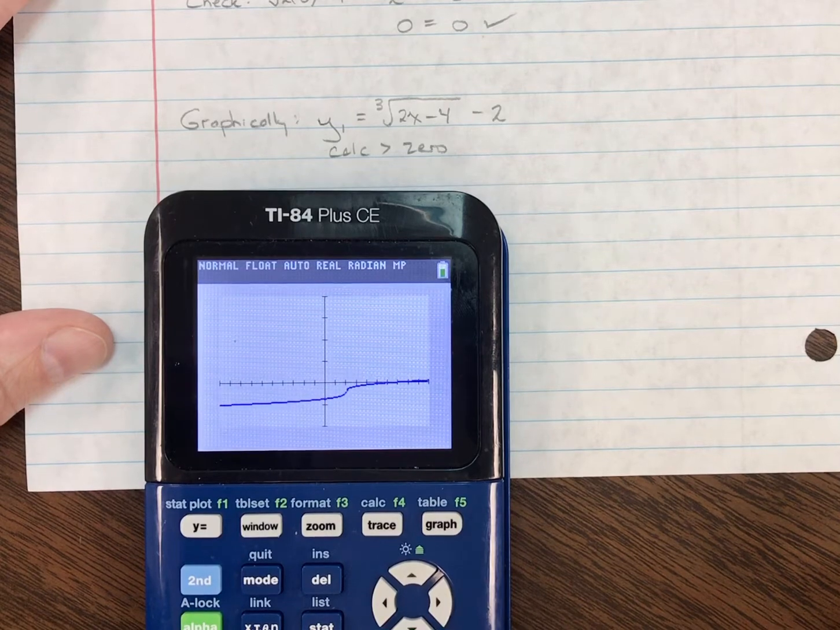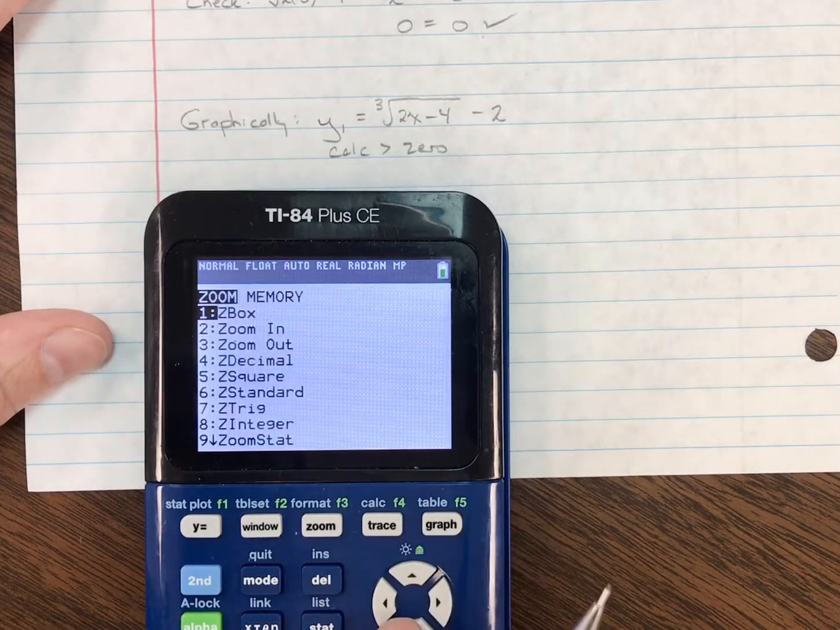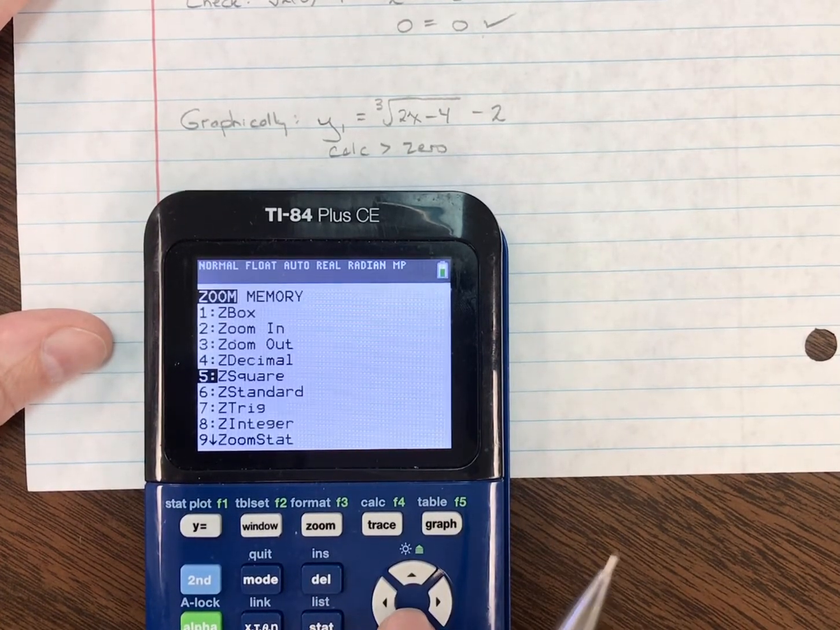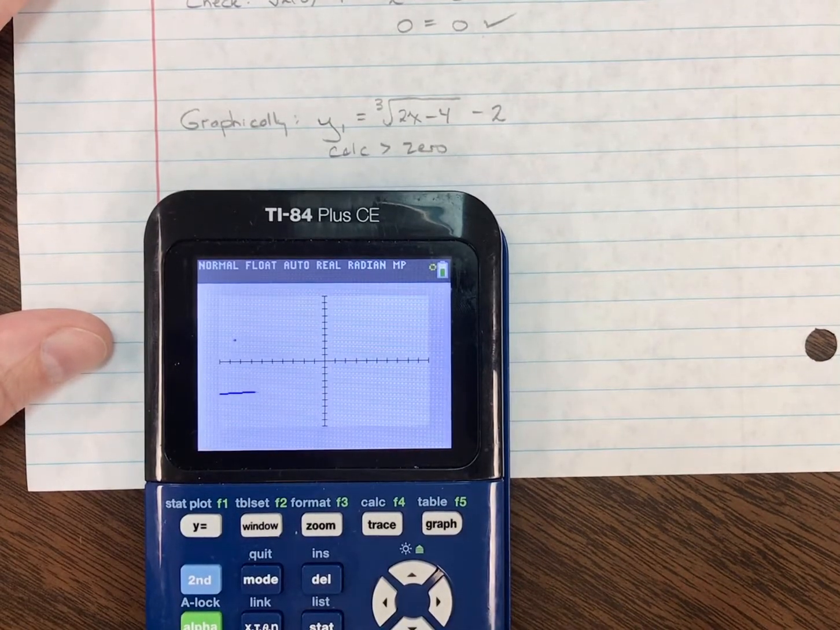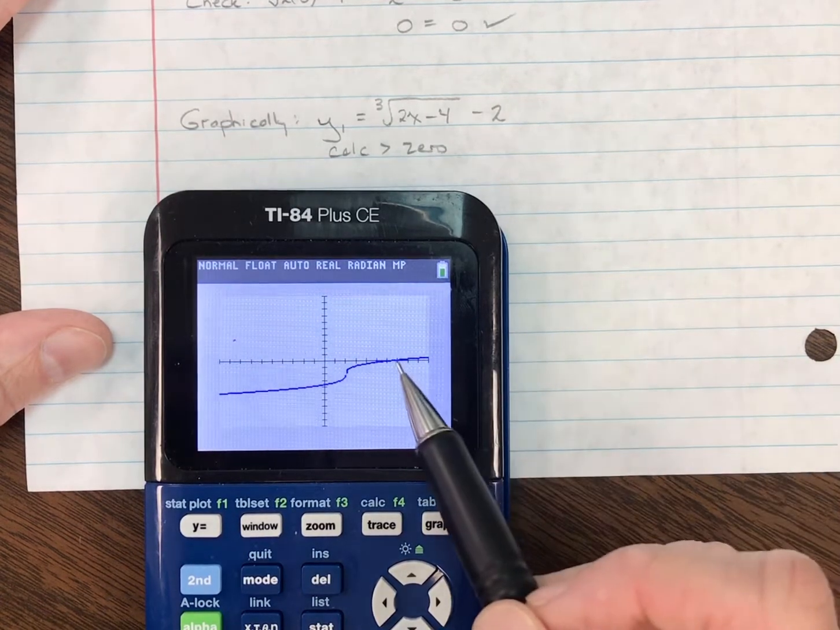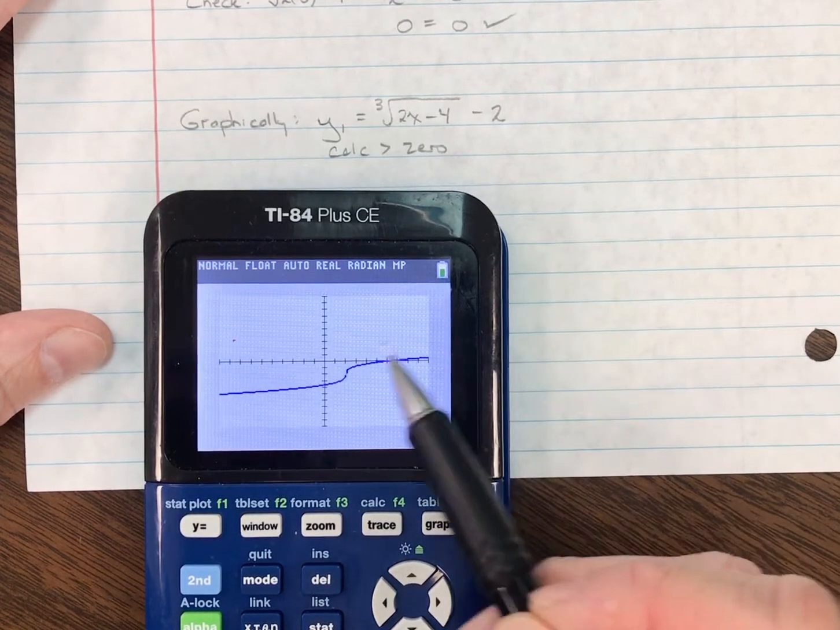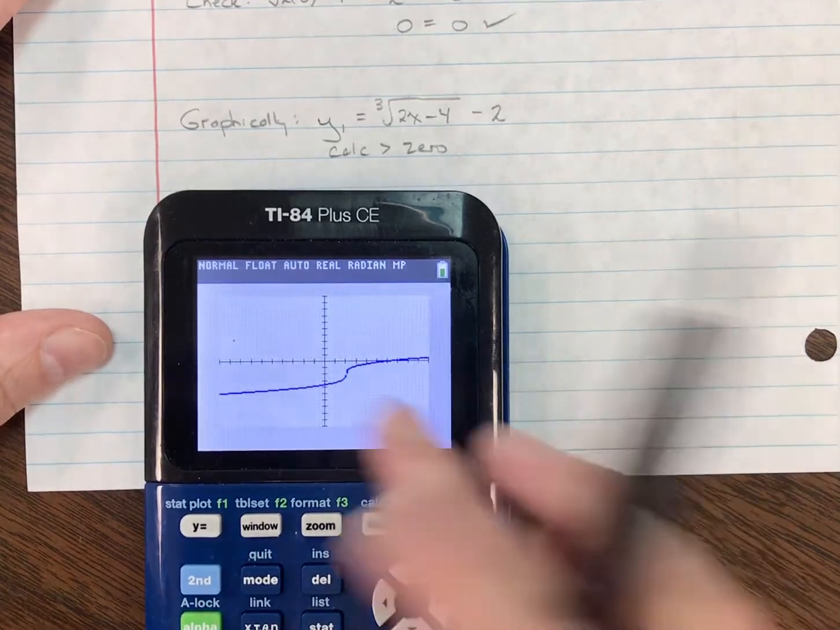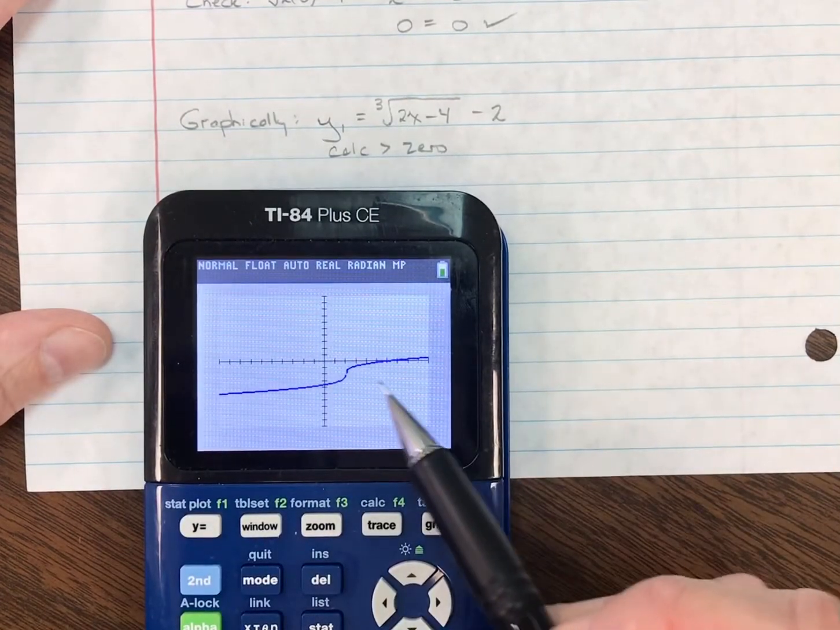I'm not sure what my window is, but here comes my graph. Okay, that's an interesting graph. Let's go to my standard window here. So let's go to Zoom Standard. Here it comes in from the left, comes up, looks like it crosses over there, and then it keeps going above the x-axis. So somewhere in here is where the 0 is.